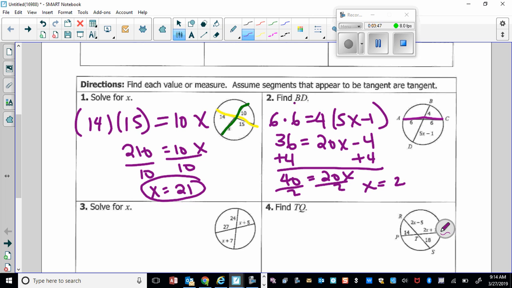Am I done? No, the question is what's BD? So I need to know what the whole thing is. I have to plug in the 2 here: 5 times 2 minus 1. 5 times 2 is 10, 10 minus 1 is 9. So now I know this piece is a 9. But the question is what is BD, so I have to do 9 plus 4. BD is going to be 13. So that's what you have to do: multiply and solve. I don't think there's anything more than this.